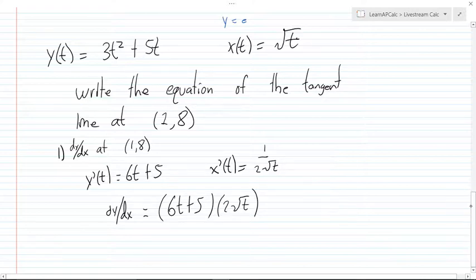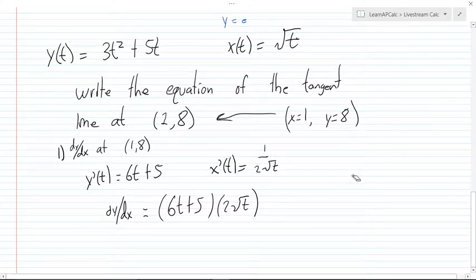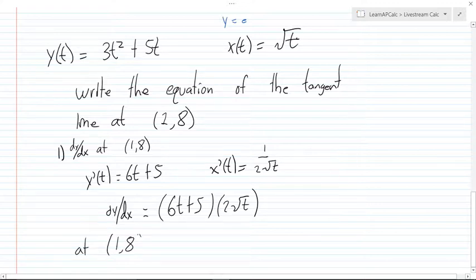Alright, and so now let's find dy/dx at (1, 8). Well, we sort of have a problem here. This coordinate here is x equals 1, y equals 8, and dy/dx here is in terms of t. So what do we do? Do we convert this to Cartesian? And the answer is no. What we want to do is find, at (1, 8), what does t equal?